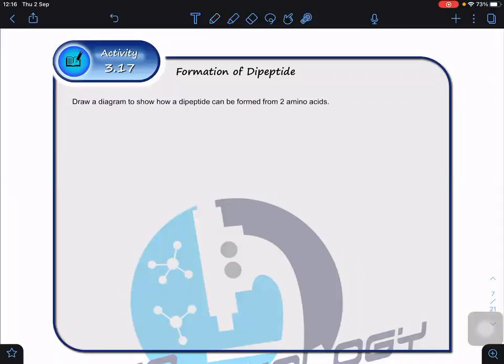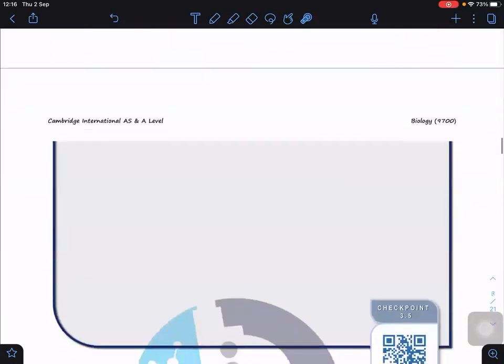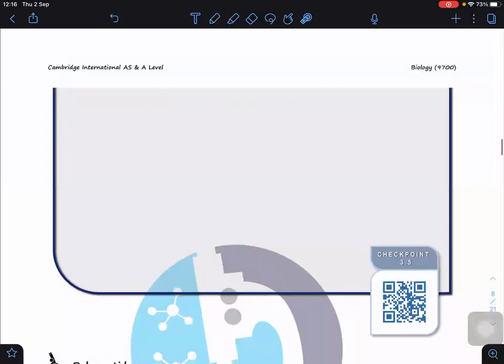Just now I have shown you the formation of the dipeptide bond as well as the hydrolysis of the dipeptide. You can either refer to what I have drawn, or you can practice drawing it here. With this, I have done the dipeptide. Okay, stop the recording now.